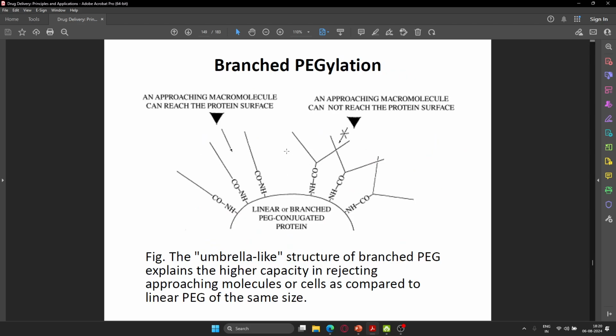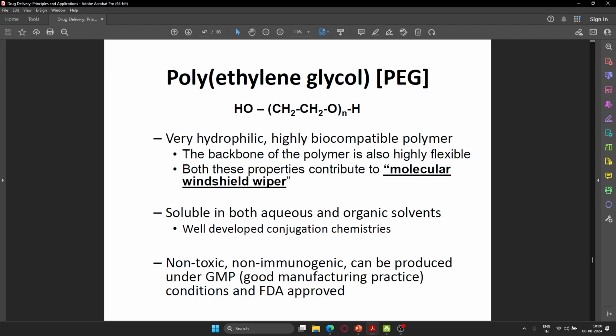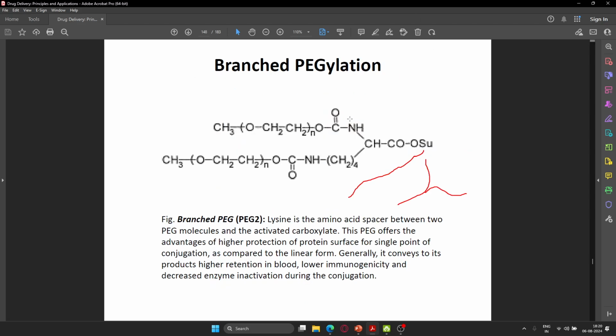You would have likely talked about PEG, which is one of the most celebrated molecules in bioengineering. It is used as a molecular windshield wiper. Basically, PEG is a very hydrophilic, highly biocompatible polymer, and it's non-toxic, non-immunogenic to an extent, and can be produced under good manufacturing practices. It is FDA approved. It is soluble in both aqueous and organic solvents, so the chemistries are easy, and in the body it's also soluble and increases the solubility.